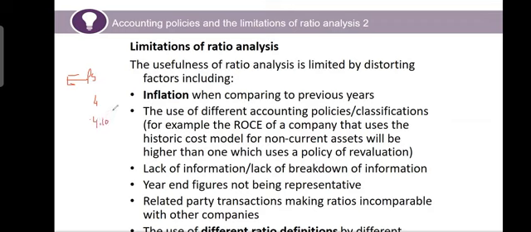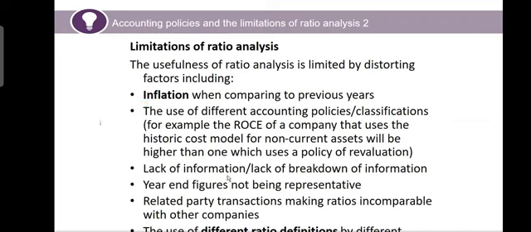But what about inflation? Last year, you gave $4 to shareholders. This year, you are giving $4.10 to shareholders. You are giving 10 cents more, but there is inflation here, 6%. So there is a 6% inflation. So actually this $4 into 6% inflation, 24 cents is only inflation, 24 cents has gone for inflation. How do you interpret this picture? So inflation is one factor, which is a limitation of ratio analysis.